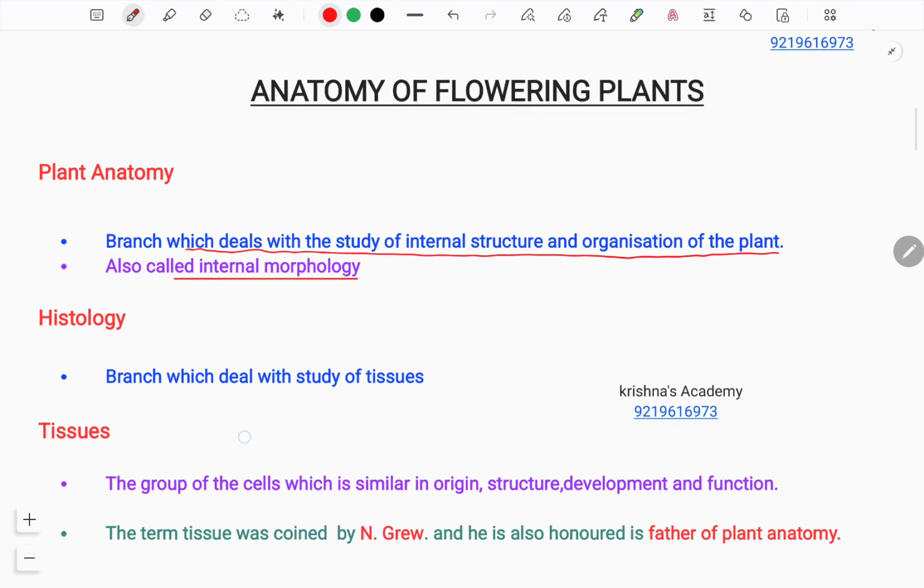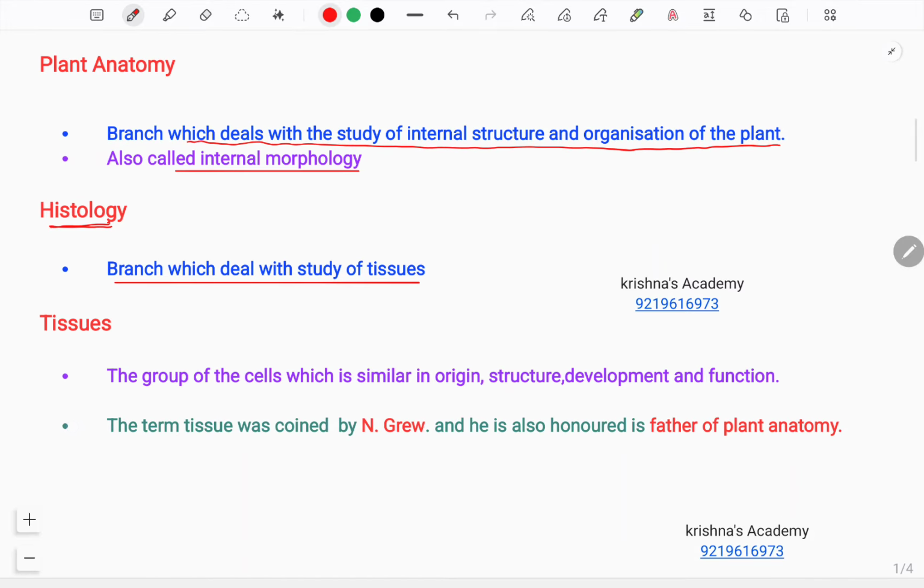And as you know, the plant body is made up of different types of tissues, and the study of tissue is called histology. Histology, the branch which deals with the study of the tissues. Now the next question, what is tissue? Tissue is the group of cells which are similar in origin, structure, development and function.